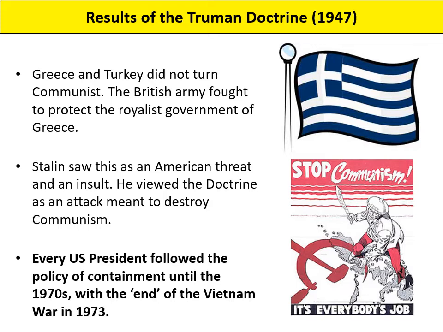More importantly, every US president after Truman follows this policy of containment up until the 1970s. Now, in your USA course, which you'll study later on, we'll look at the Vietnam War in depth, but it's the Vietnam War which really challenges that idea of containment. So throughout the 1970s, containment is less of a concern, and then it will come back with Ronald Reagan in the 1980s.